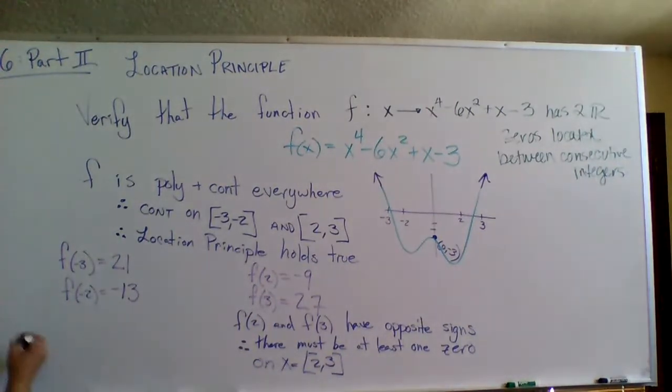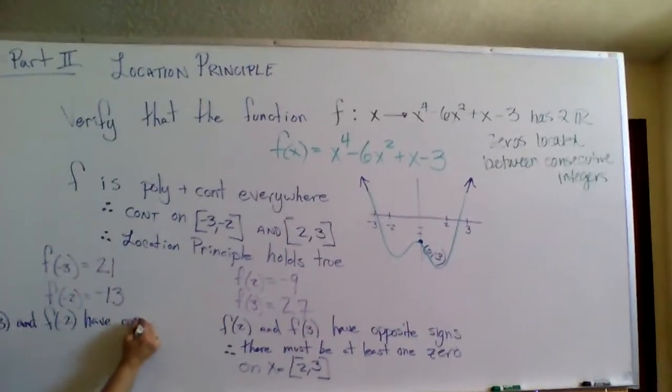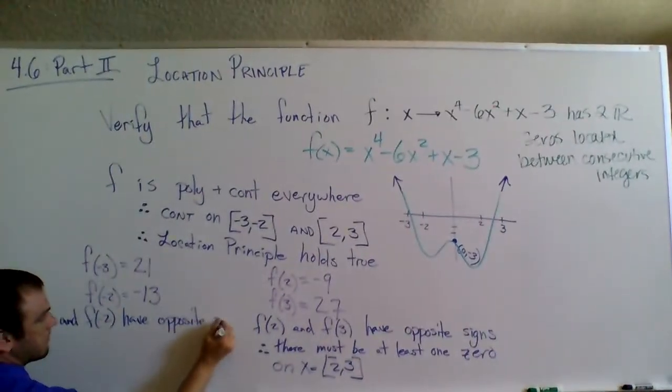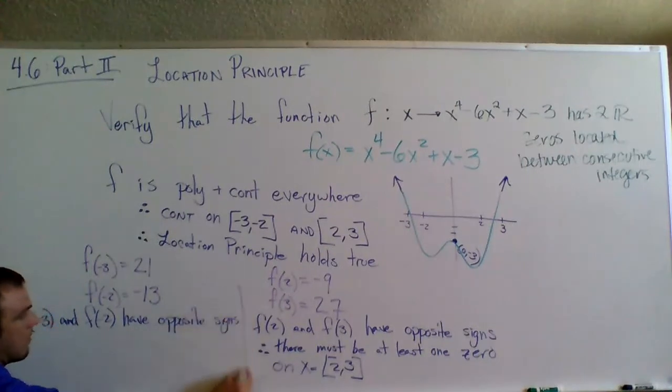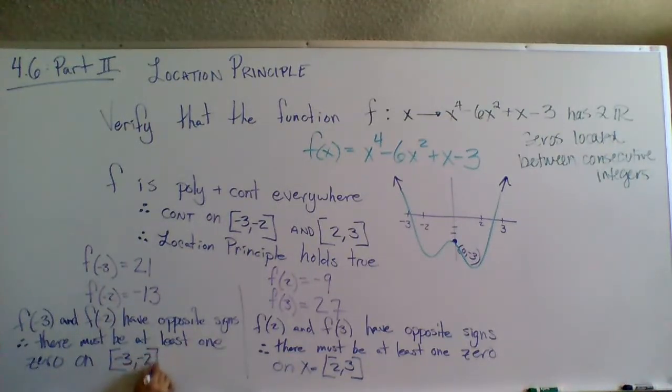Over here, we have f of -3 and f of -2 have opposite signs. Therefore, there must be at least one zero on the interval -3 to -2.